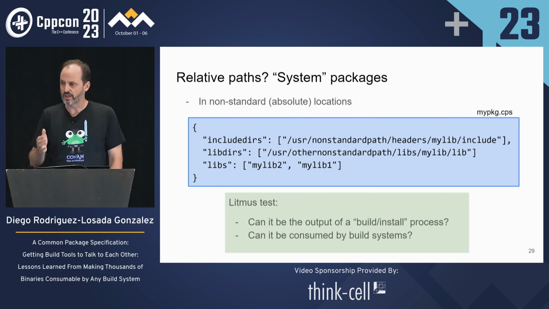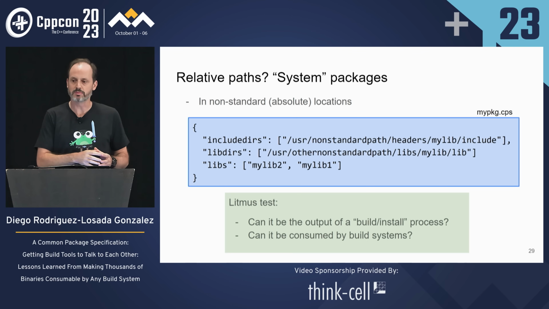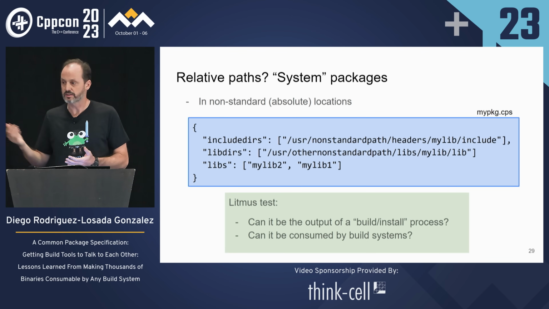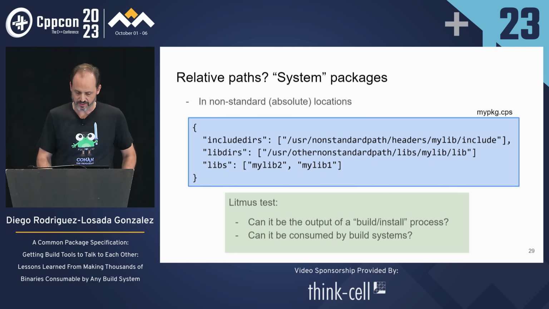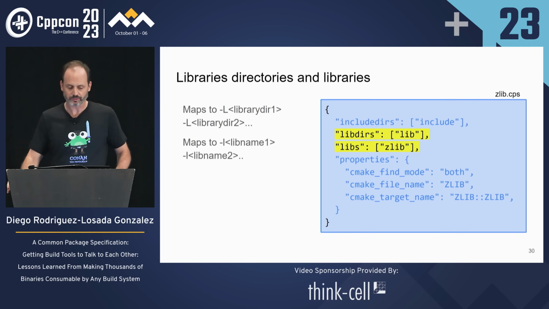But the litmus test for this is, can this CPS file be generated as a result of a build and install process? Yes, it can. The install information knows where the artifacts are. Can I use this CPS in another build system to use this library successfully? If both responses are yes, then there is no need to artificially restrict or constrain the CPS to always enforce relative folders. Okay? It's a desired property, but not necessarily required.